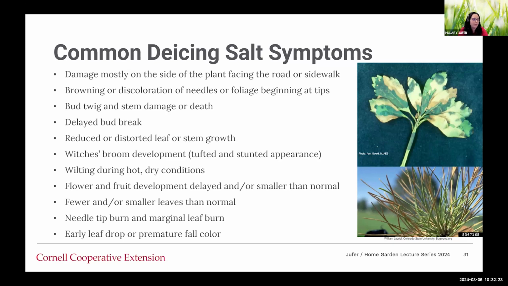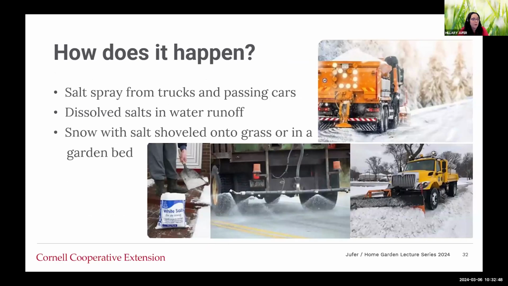You could have the flowers and fruit development be delayed or smaller than normal, needle tip burn. So all that we're talking about. Down here you can see the brownish color starting at the top of the needles, or like we had in that picture at the beginning, this is of the Pachysandra. So how does it happen?